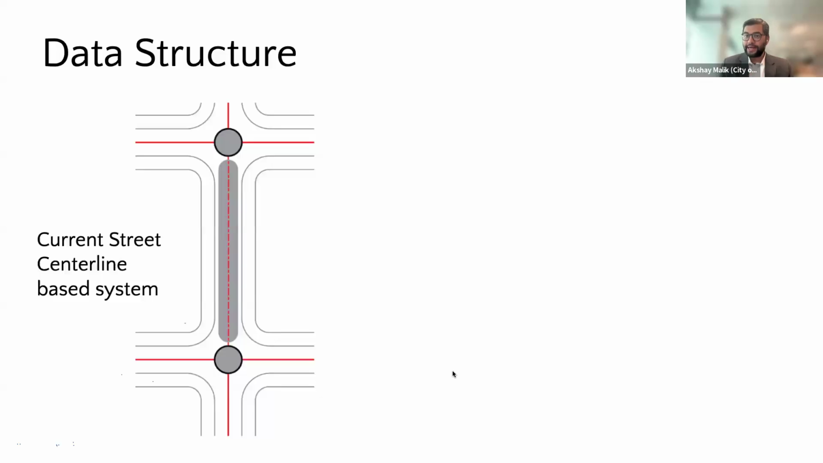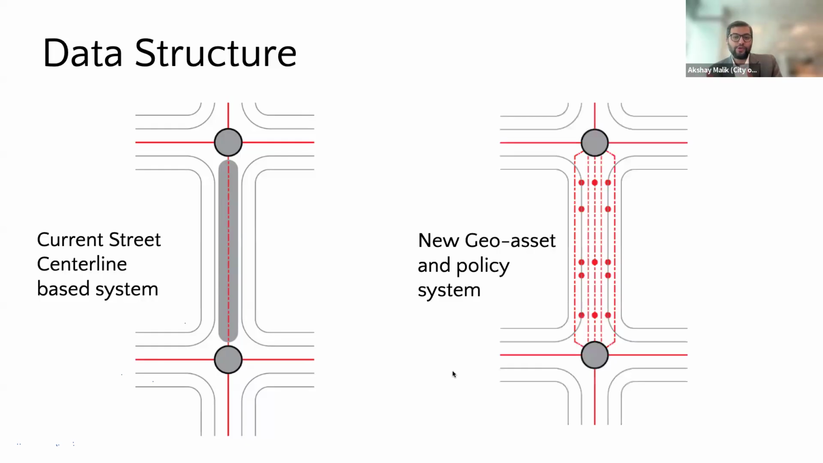So the first thing was an underlying data structure. Like most cities, or all cities that I know of, we currently use centerline data, where each intersection is a point and a line connecting those points is a centerline that is the abstraction of the entire length and width of the block. We're moving from this, next slide please, to a new geo asset and policy system where you can double click into your centerline and see centerlines for each lane, and have geo assets that are tethered or linked to where they're physically located and where their policy implications are.